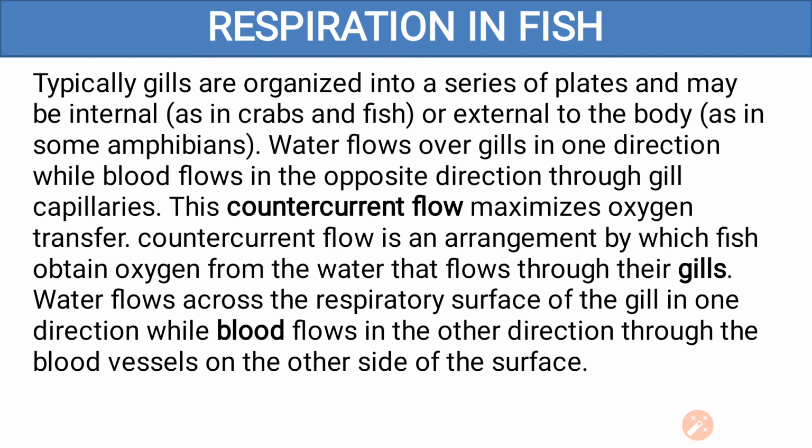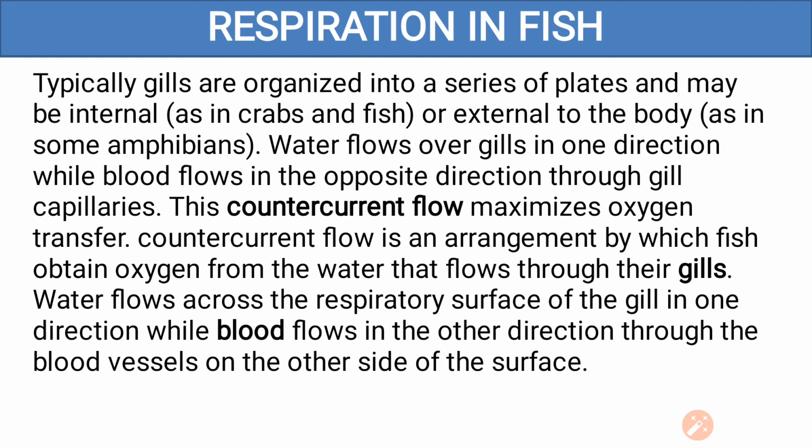Typical gills are organized into a series of plates and may be internal, as in crabs and fish, or external, as in some amphibians. We're talking about the gills now. We know we have internal and external gills. Now, water flows over the gills in one direction, while blood flows in the opposite direction through gill capillaries. This kind of flow or movement is what we call countercurrent flow. The countercurrent flow maximizes oxygen transfer. Countercurrent flow is an arrangement by which fish obtain oxygen from the water that flows through their gills.